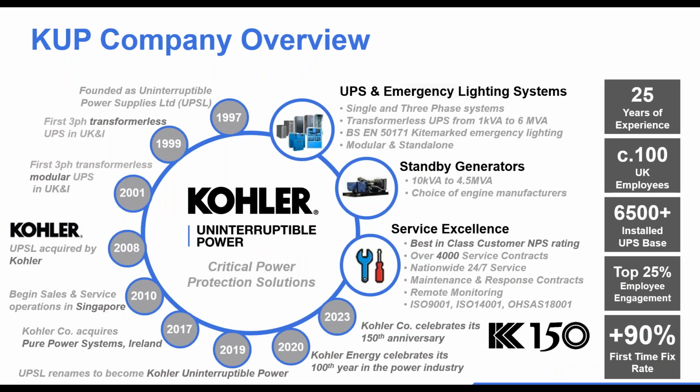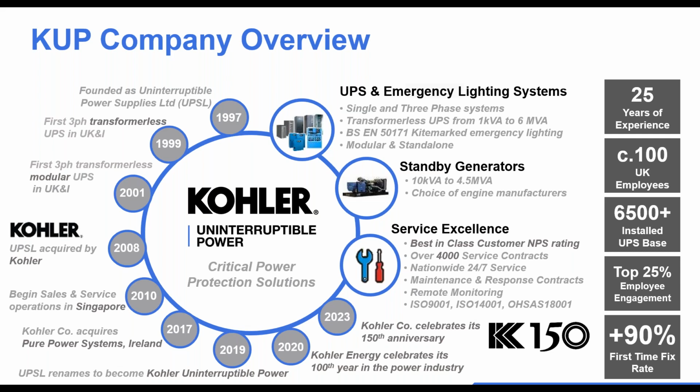Kohler Uninterruptible Power, KUP, was founded in 1997. We were the first company to bring transformerless modular UPS into the UK and Ireland, and were acquired by Kohler in 2008, which allowed us to grow and expand and invest, opening an office in Singapore in 2010 and acquiring Pure Power Systems in Ireland in 2017. We renamed to Kohler Uninterruptible Power in 2019, and as part of the Kohler Group, 2020 was 100 years in power, and this year 150 years in business.